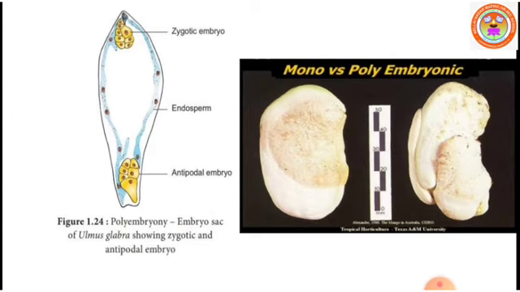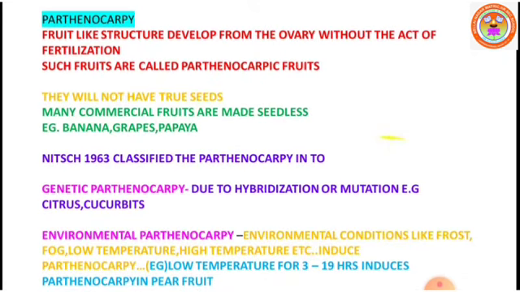You can see the polyembryony condition in this Ulmus. The antipodal embryo is seen and the zygotic embryo is seen. The zygotic embryo is normal, but more than one embryo is seen in this seed, where zygotic embryo and antipodal embryo are present. We call it the polyembryony condition.